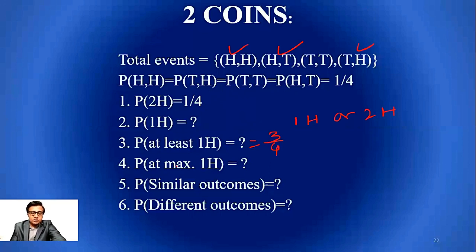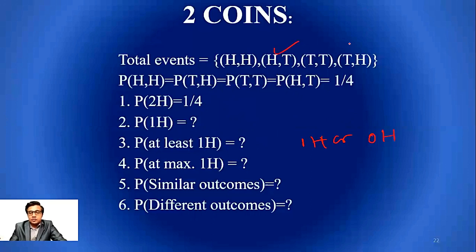So answer will be 3/4. If the question is probability of getting maximum one head, now maximum one head means one head or zero head. Now one head are these two events and zero head, this is the event. So again, total 3 events are favorable. Answer will be 3/4.